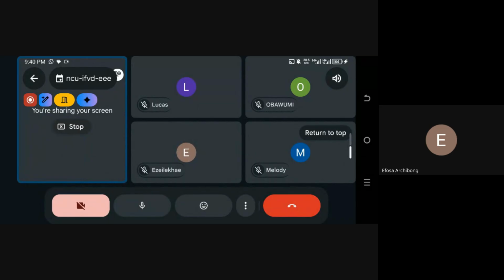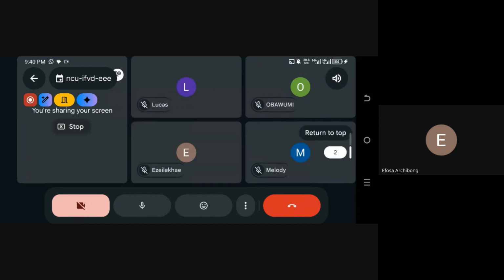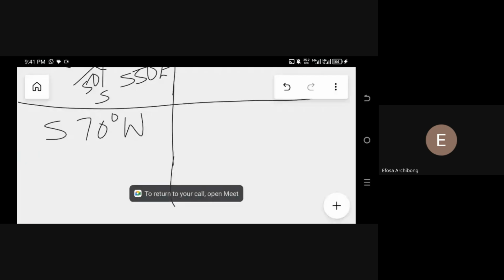All right, so Efosa, are you here? Okay, Efosa is here. Efosa, you will take the second question after Lucas is done with it. So prepare yourself. Efosa is taking the second question. All right, Lucas, we're waiting on you. What is the result when south 70 degrees west is converted to a 3-digit bearing?